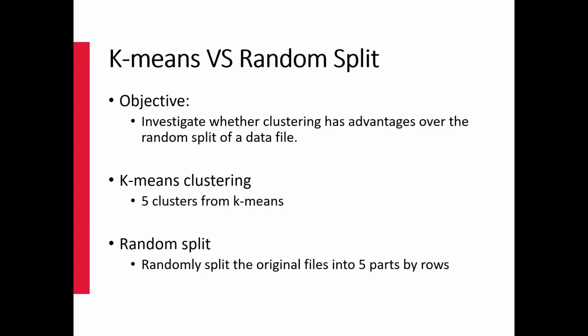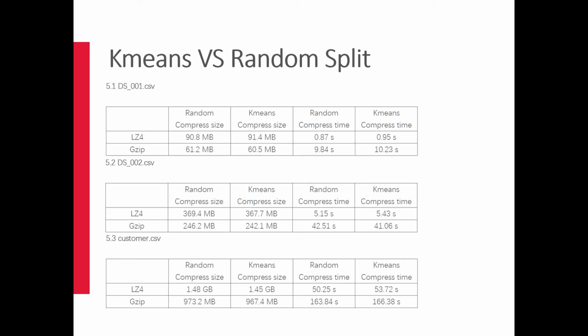And then I do a k-means versus random split experiment to investigate whether clustering has advantages over the random split of a data file. In the k-means clustering, I've used 5 clusters from k-means, and in the random split, I randomly split the original file into 5 parts by rows. These are the results of k-means versus random split. Although some of the compressed sizes are smaller than random split, the difference between them is little.